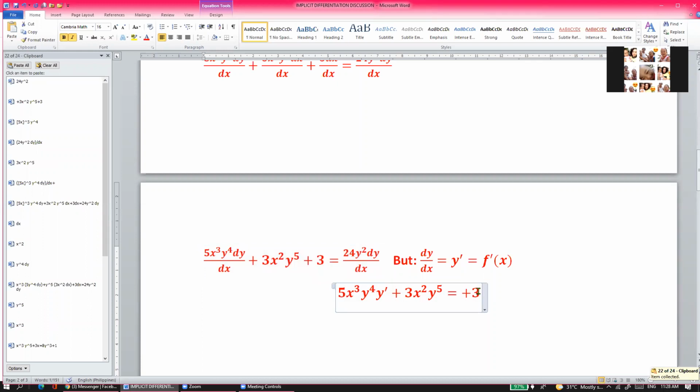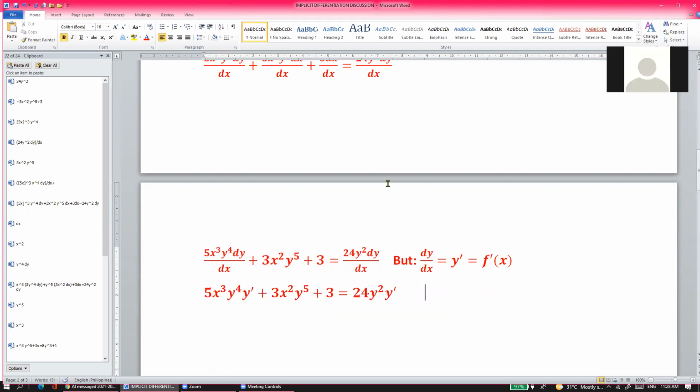Dudugtungan ko lang ng y prime. But may 3 ito. Nakalangan ko siya, no? Kasi ko yung equal dito. Yan. Dito yung equal. And then, copy paste. Let's see, then, lagyan ko ng y prime. Sundan ba natin?